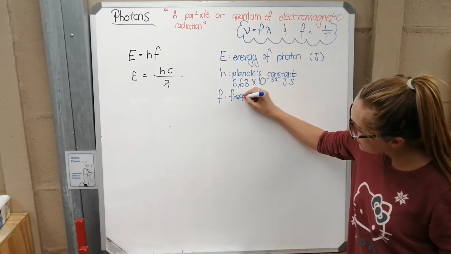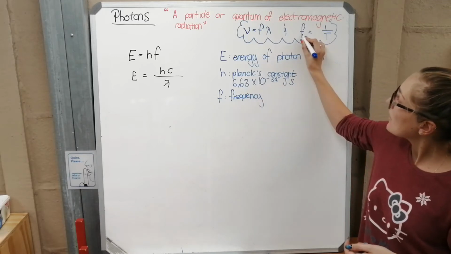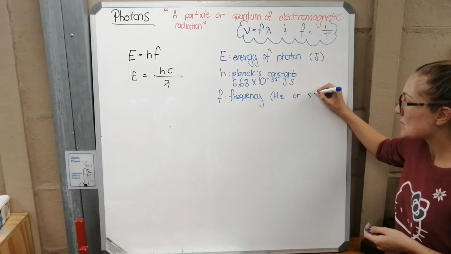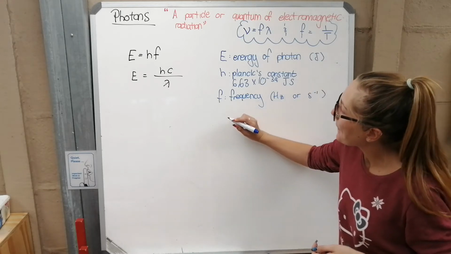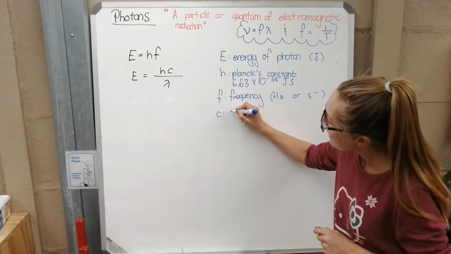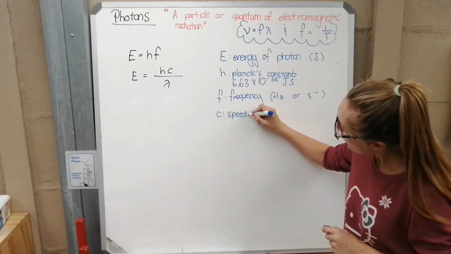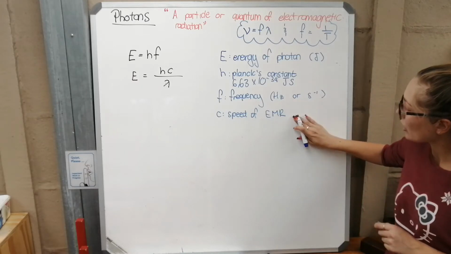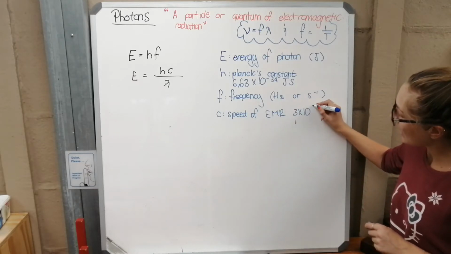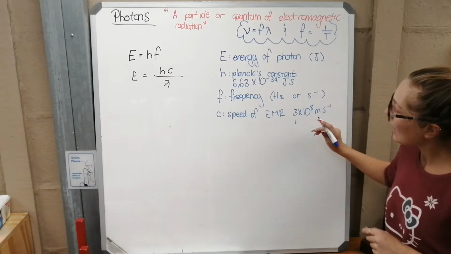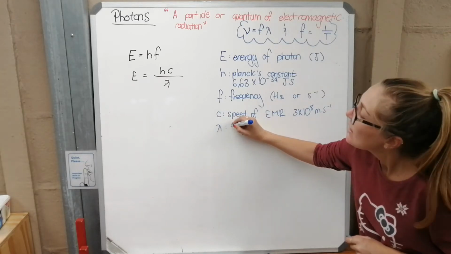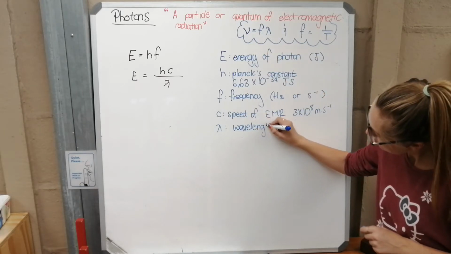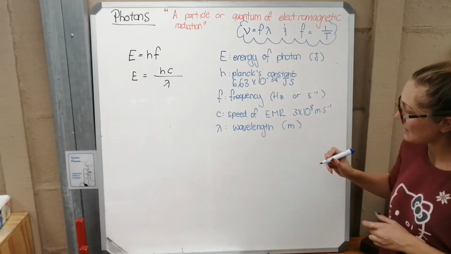Okay, then the next one, f. Frequency, same as in these equations. Okay, f is frequency measured in hertz or sometimes per second. What else have we got? c, that is the speed of light or any electromagnetic radiation, and that is also a constant, 3 times 10 to the 8 meters per second. And the last one, lambda, wavelength, just like it is over here. Okay, and that's measured in meters.